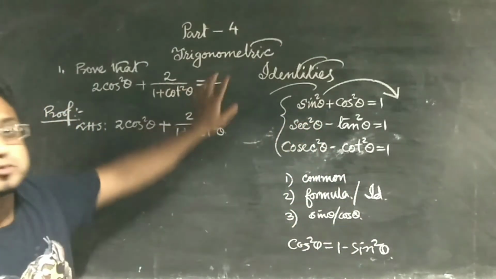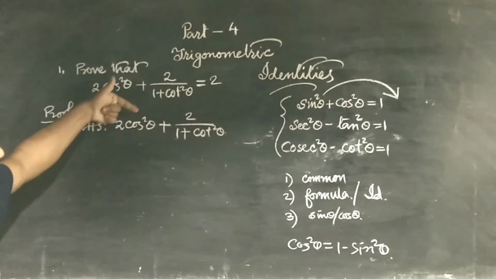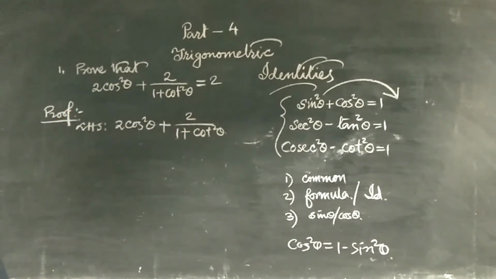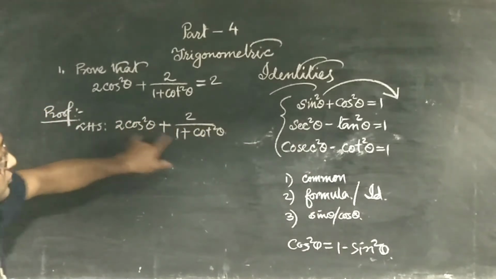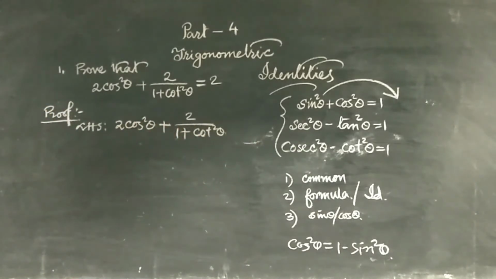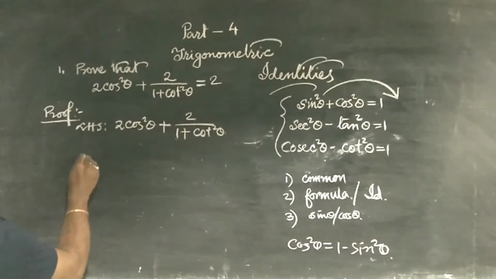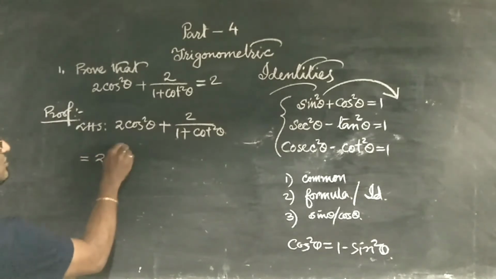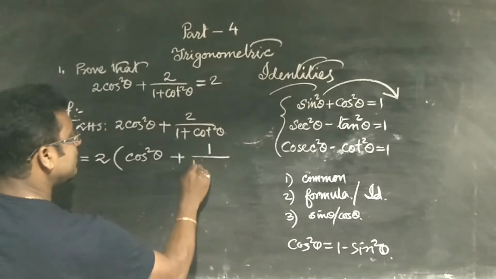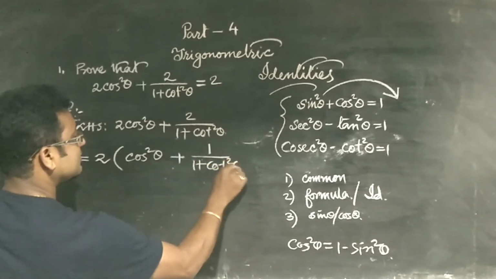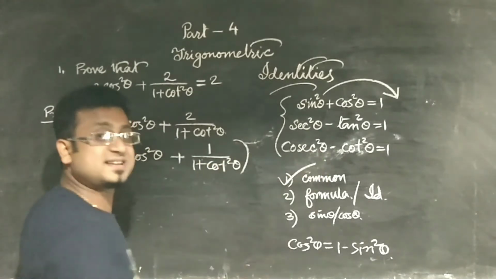Similar to the previous question, now also we have taken one question and you are to prove this one equals 2. Left hand side is 2 cos square theta plus 2 by 1 plus cos square theta. As I told you, check whether anything is common between this one and this one. 2 is common. So if you want, you can take 2 outside. I have taken 2 outside. You are left with cos square theta plus 1 by 1 plus cos square theta. Clear? So common part is over.